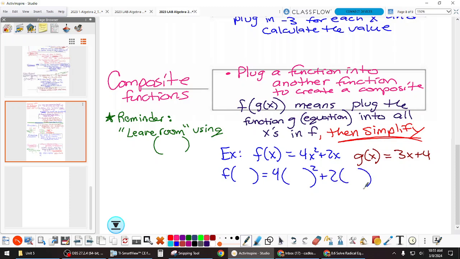Okay, so notice leaving room, right? Leaving room for each g that I need to write in here. So g of x there, and then actually write the equation for g in both of those. So we did say all x's. Don't forget to put them in everywhere. Okay, so that would be g of f, or excuse me, f of g. Let's do g of f now. Leave room. This one, we only have one x to plug into.